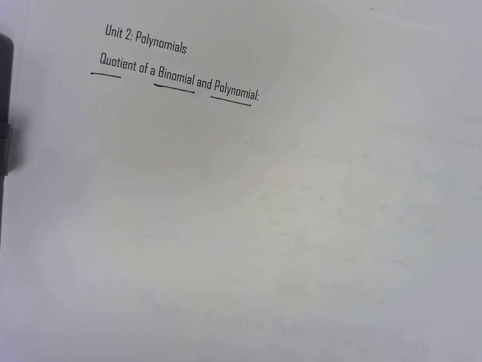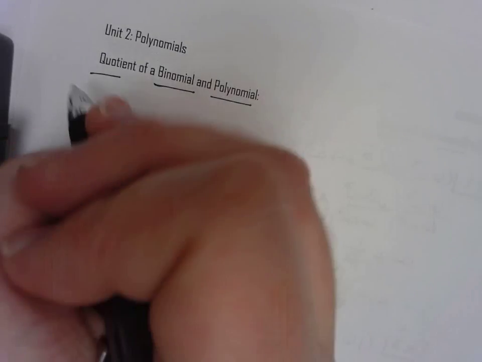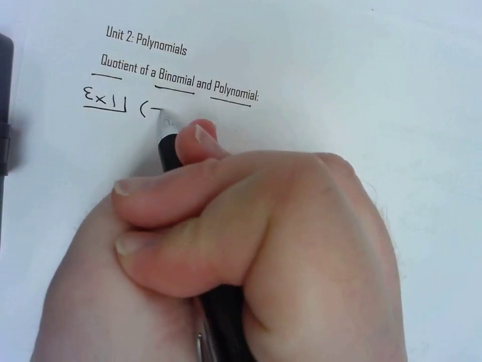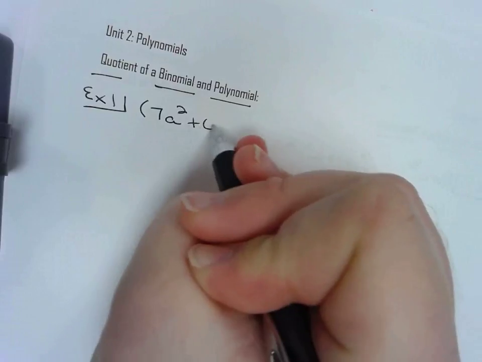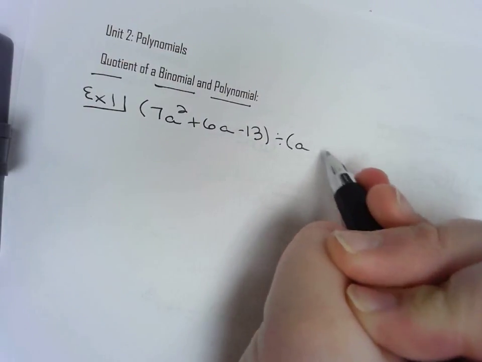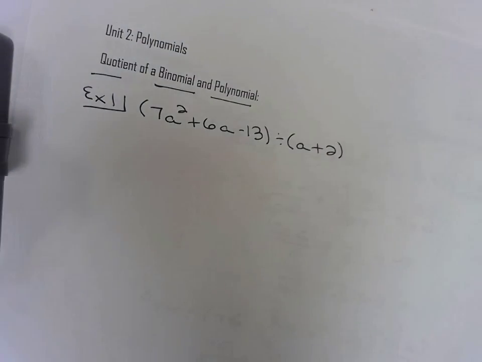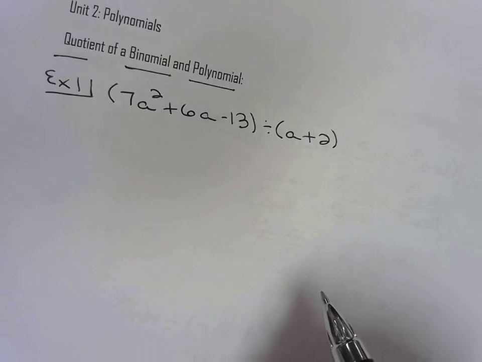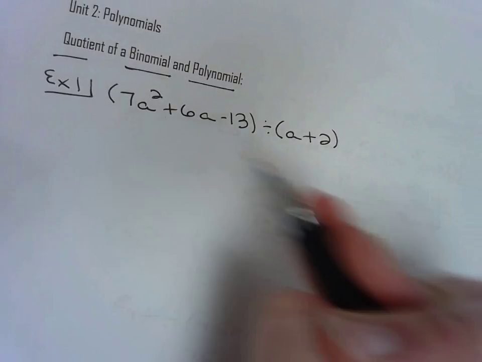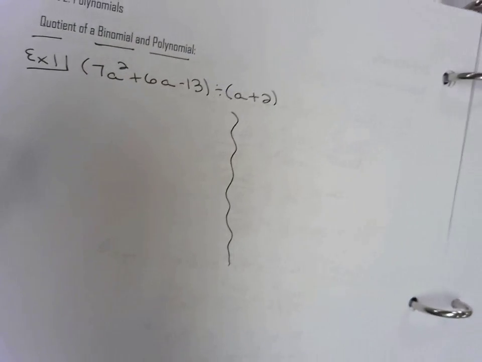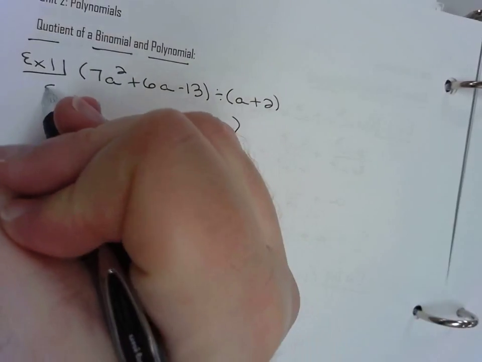Okay, and I'm going to show you 2 different ways to do this. We're going to do a couple examples, so go ahead and just leave some space. Okay, here's the first example. 7a squared plus 6a minus 13 divided by a plus 2. I'm going to show you 2 different ways to do this. You can choose whichever way you want to. So if you want to draw a line or something, you choose which way. You don't do it both ways. But I'll show you both.